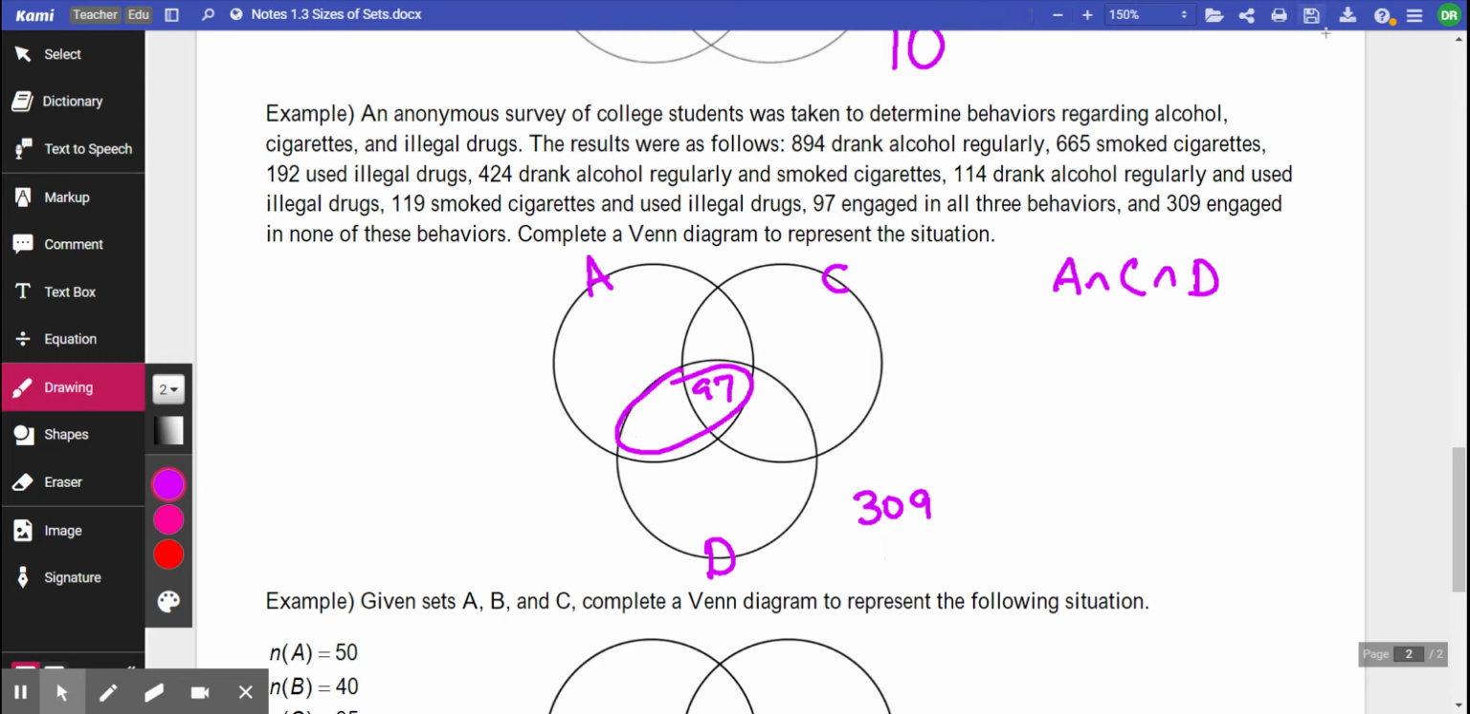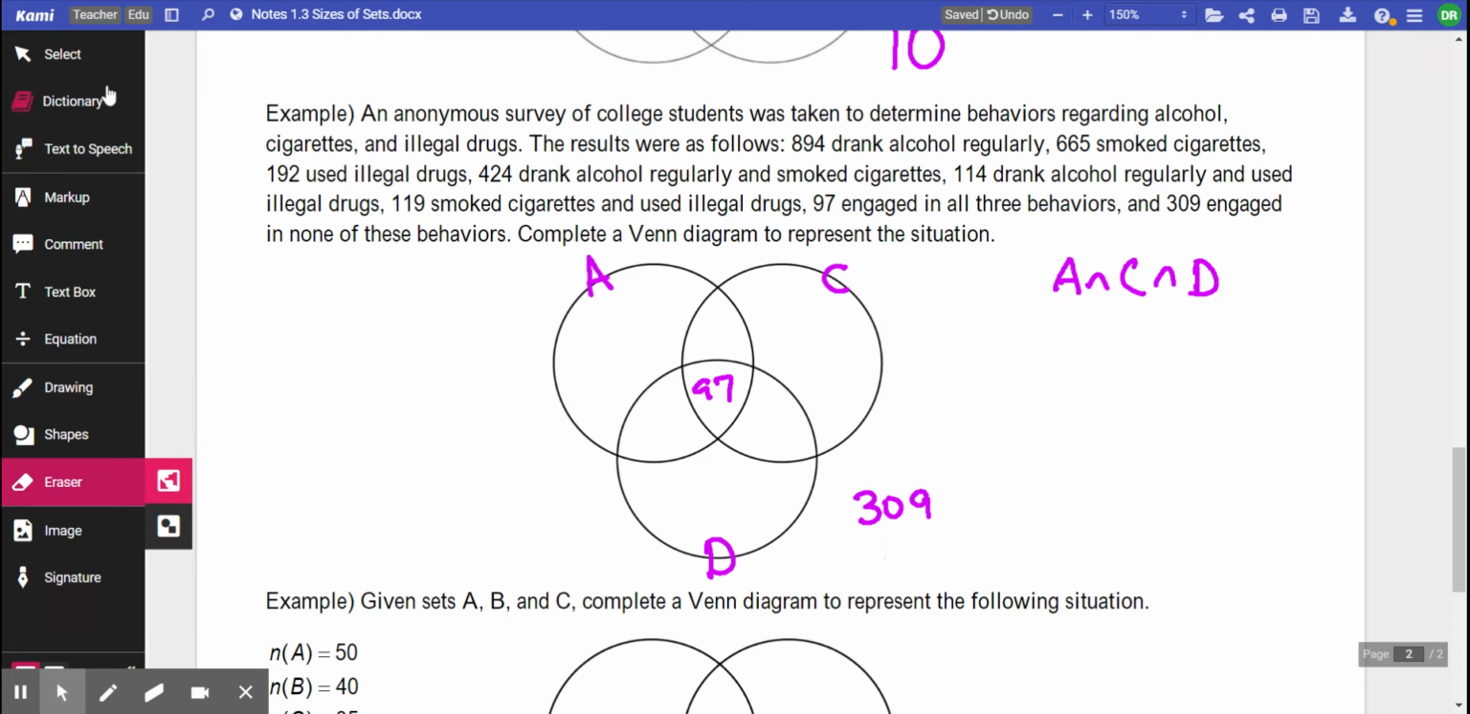This part right here, A and D. All right, so A and D. Let me get rid of that part right there that I just drew. A and D, so alcohol and drugs. 114 people drank alcohol and used illegal drugs. So all of this makes 114. We already know 97 of them did all three. So the remainder, the ones that only did both alcohol and drugs, but not all three, would be 114 minus 97, which is 17.